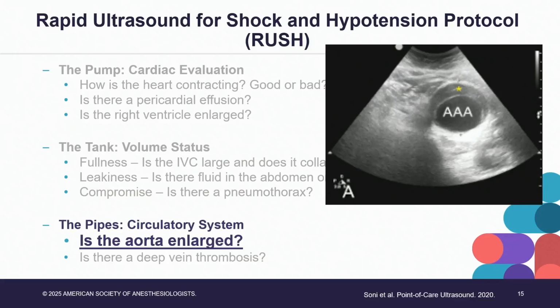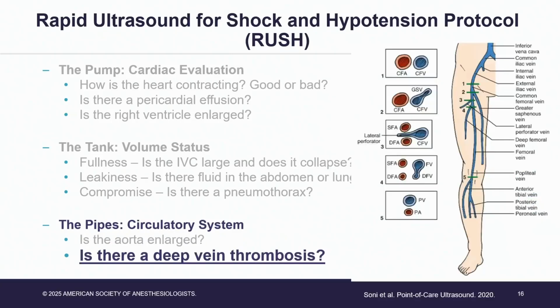Next question is, is the aorta enlarged? This is a picture of a 5-centimeter aneurysm containing a mural thrombus. And then lastly, is there a DVT, or a deep vein thrombosis?